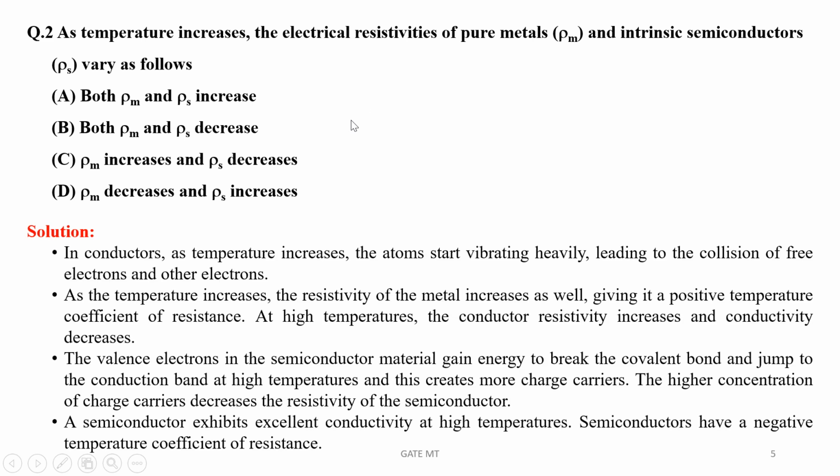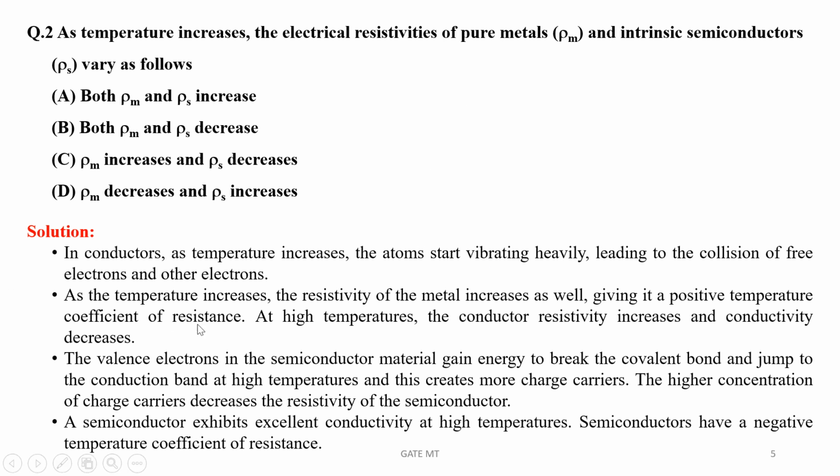So what is the reason? What happens is that in case of conductors, as temperature increases, the atoms will start vibrating heavily, and these vibrations will lead to collisions with the electrons, and because of the increased number of electron collisions, the pathway for the electron flow will be disrupted, and as a result the material won't be able to conduct as efficiently as it was able to do at lower temperature.